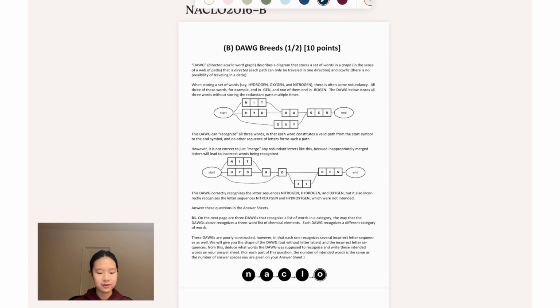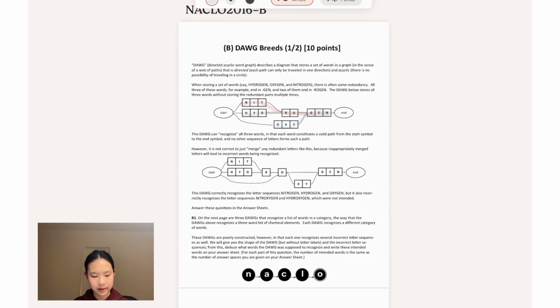When storing a set of words, say hydrogen, oxygen, nitrogen, there is often some redundancy. Three of these words end in gen, and two of them end in rogen. So the DAWG below stores all three of these words without storing the redundant parts multiple times. Here you can see there's the nitrogen, the hydrogen, and then the oxygen.